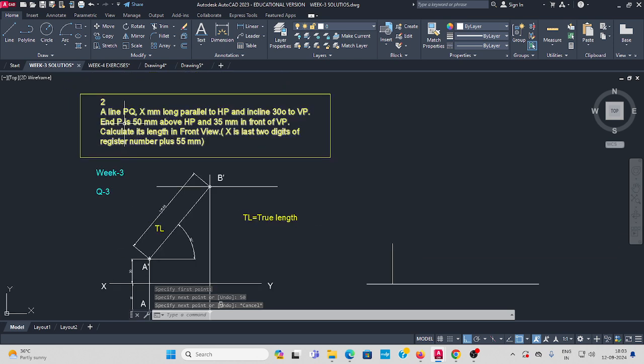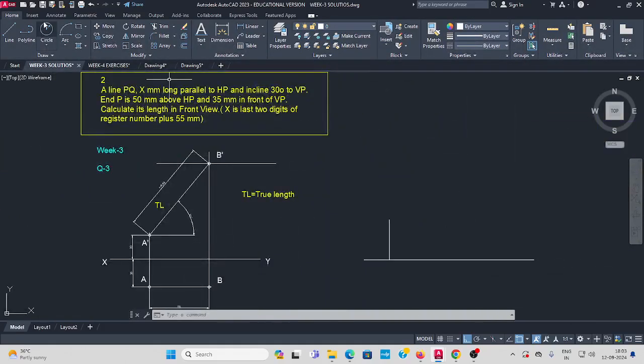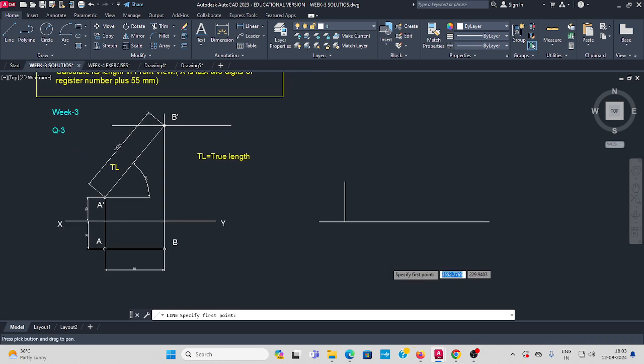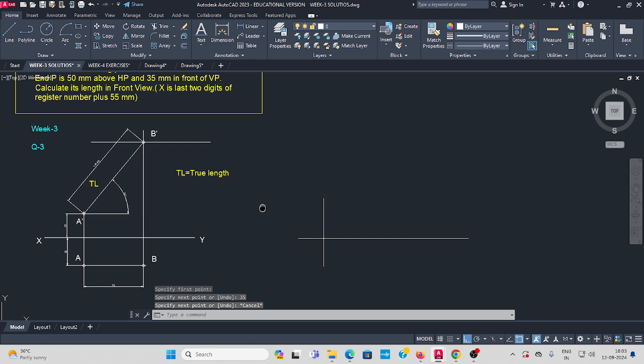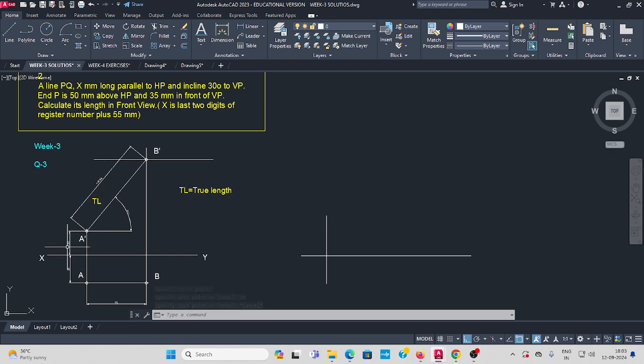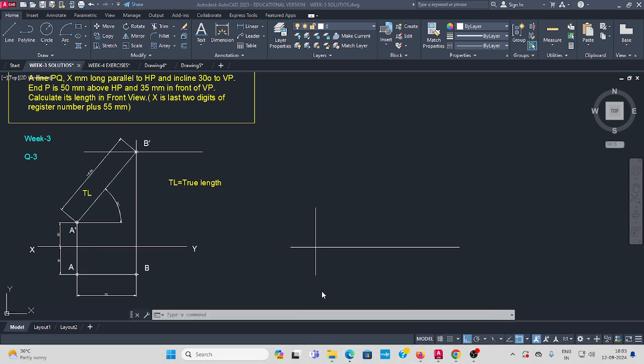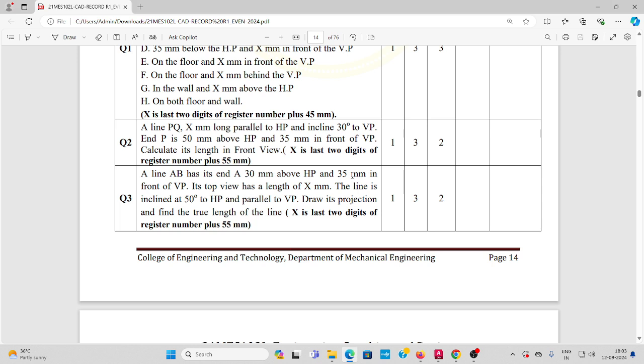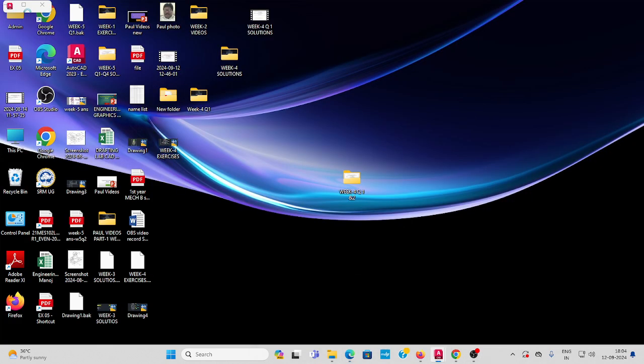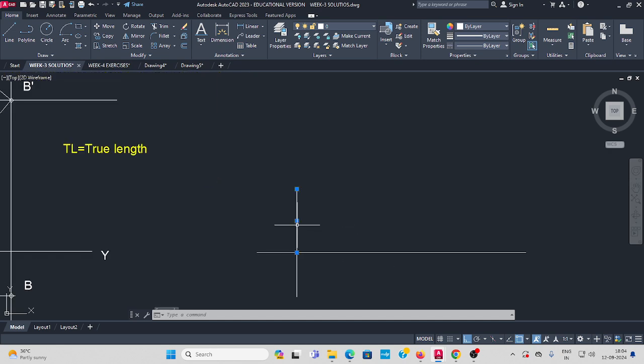Then in front of VP 35 mm. Enter. Okay. Next, I check the questions. 30 mm above HP, 35 mm in front of VP. Third question. Above HP 30 mm.